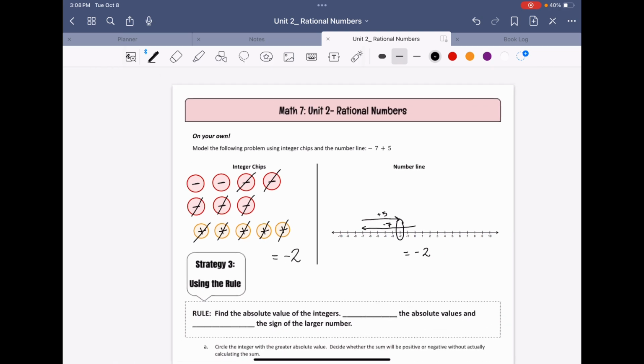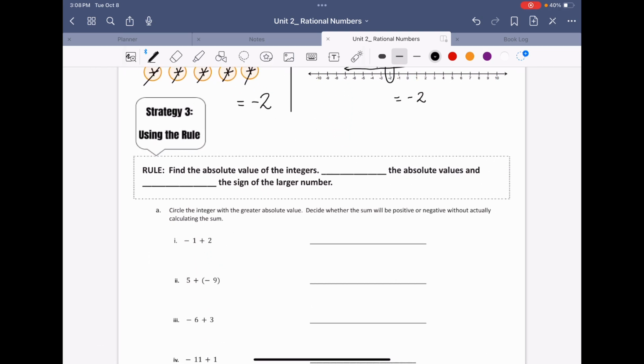And the last strategy we're going to learn is using our rule. So we're going to find the absolute value of our integers. Then we're going to subtract the absolute values and keep the sign of the larger number.